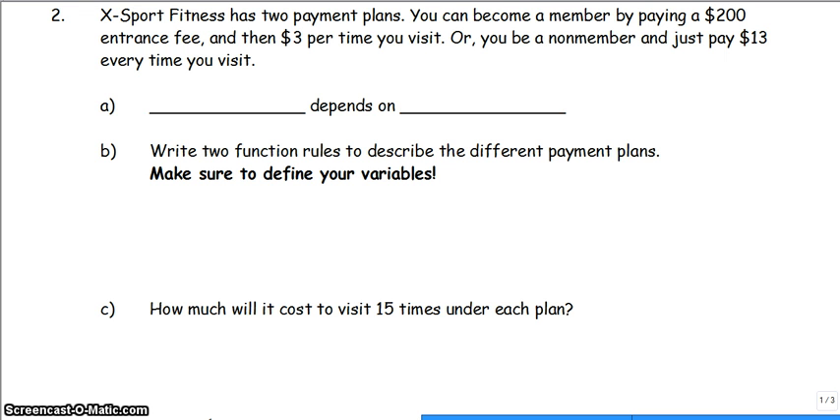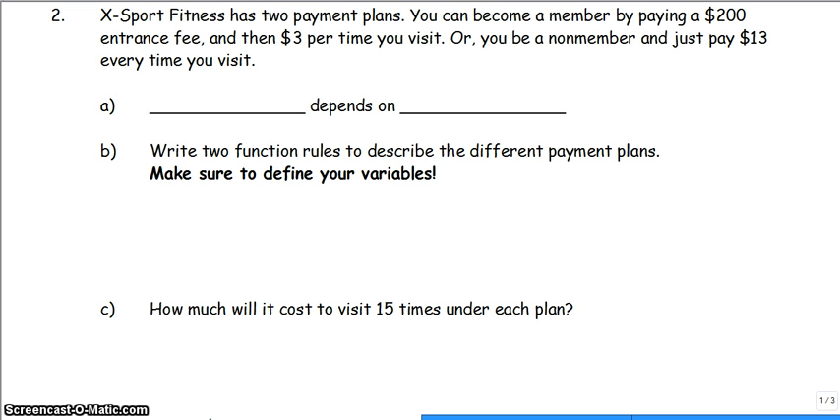Export Fitness has two payment plans. One where you can become a member by paying a $200 entrance fee, then $3 each time you visit. Or you can choose to not become a member, but now you're going to pay $13 every time you visit.